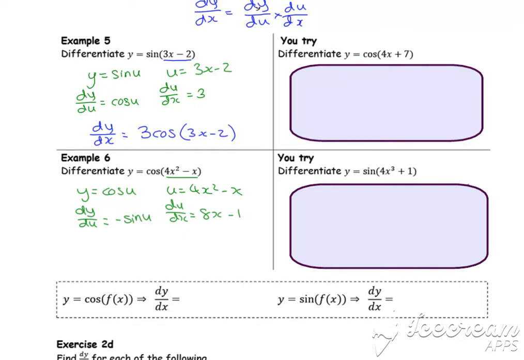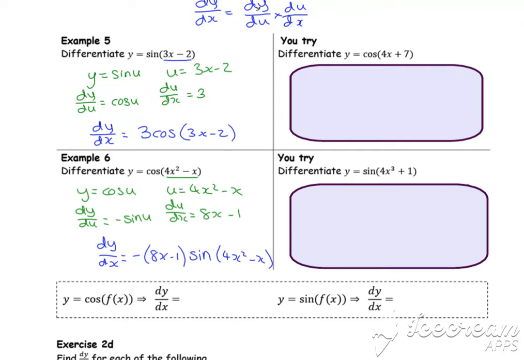That's perfectly fine. And cos, we need to remember, differentiates to minus sine of something. So cos of u becomes minus sine u. And so then we're going to multiply them together. dy by dx is equal to, so I'm going to put the minus sign at the front. The 8x minus 1 needs to be in brackets. It's the whole of that, not just one of those terms, that is going to be multiplied by the sine u. And obviously I'm not going to write u, I'm going to write the original function I had inside.